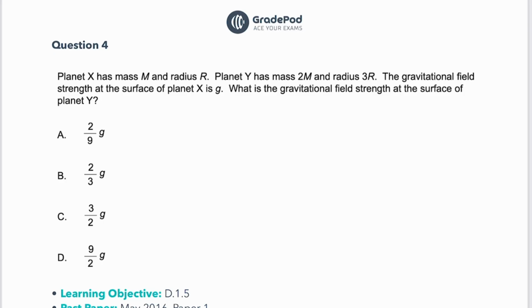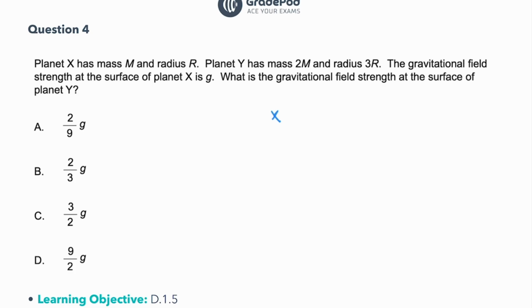Question 4. Planet X has mass m and radius r. Planet Y has mass 2m and radius 3r. That's just a jumble of numbers. Let's draw a little diagram. So planet X has mass m and radius r. Planet Y has mass 2m and radius 3r.